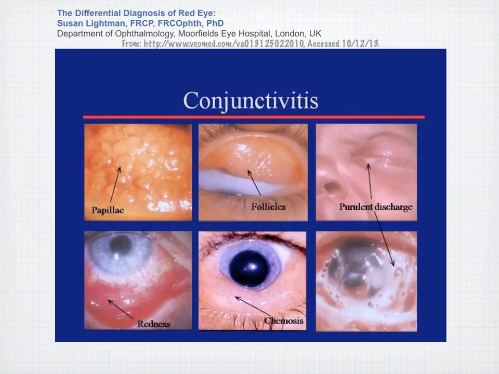And this nice little slide here I found on the internet, and I put the reference there. Differential diagnosis of red eye with Dr. Susan Lightman, Department of Ophthalmology, Moorfields Eye Hospital in London. And this was not copyrighted. I couldn't find anywhere on there where it said we couldn't use it, so I have linked you to the page and given her credit for this lovely slide. It shows you some nice examples of purulent discharge, chemosis, redness, and then you can see the papillae and the follicles.